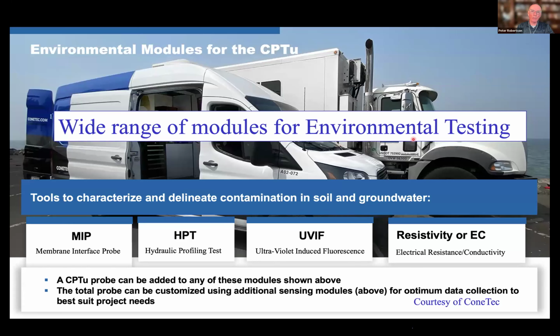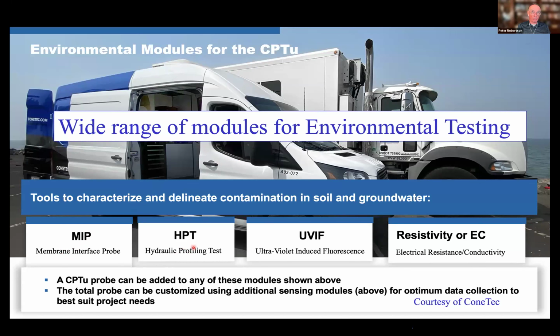There's also a wide range of modules for environmental. I won't go into a lot of detail, but the common ones are the membrane interface probe. That's a little device that has a heater on it, and it causes the gases to vaporize and pass through a membrane, and then you can run chemical analysis on the vapor. And so it's referred to as a membrane interface probe, and it's very useful for detecting different types of contaminant in the ground.